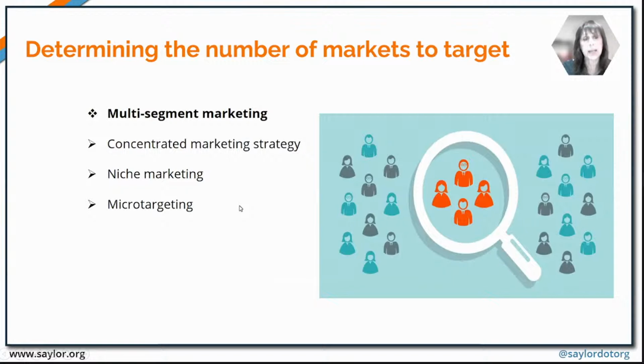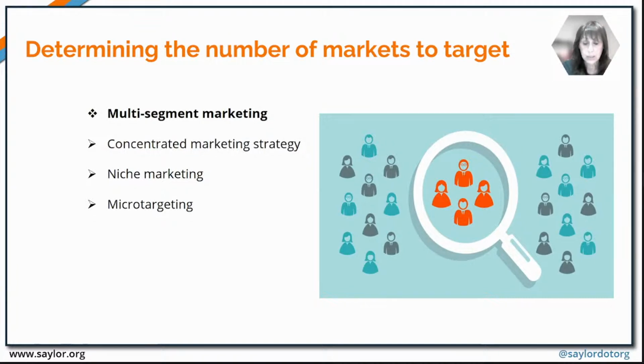So let's look at how companies determine the number of markets to target, and this we call multi-segment marketing. Not all companies will go after one specific segment of the marketplace. There might be multiple segments of the marketplace that could meet the criteria and make it attractive enough for a company to enter that segment and see profitability.